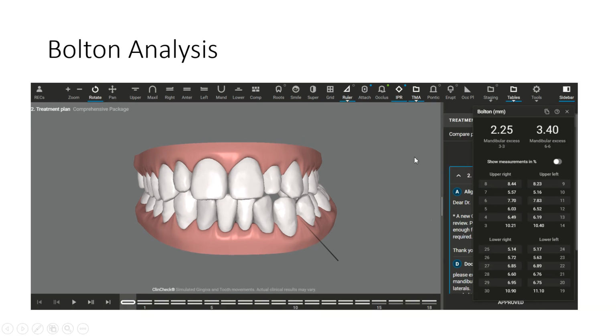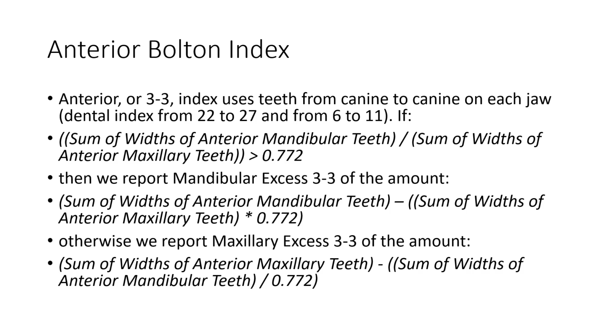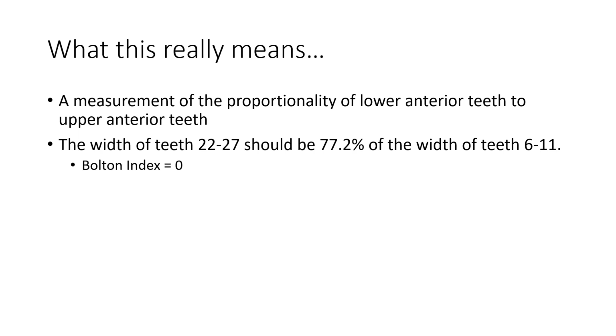When you do that, you'll get this table that has the majority of the information is just the mesiodistal widths of the teeth. But what we're going to talk about here is the actual Bolton index itself. There's the 3 to 3 index and the 6 to 6 index, and I'll explain what each of those are. So if you click on the information tab, it gives you this very complicated and difficult to understand explanation. And I will simplify that right now.